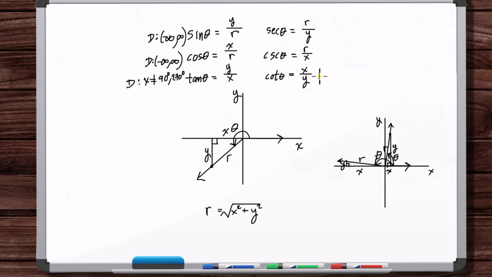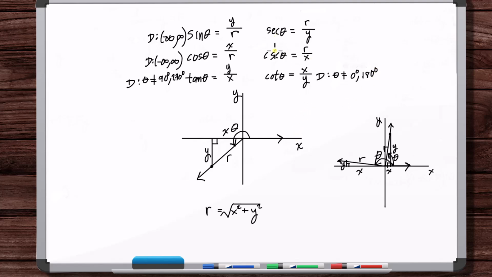Now with cotangent, it's just that y can't be 0, and that happens only at horizontal angles. Okay, this is theta. So theta can't be 0 or 180, or any angle that's coterminal with these angles.